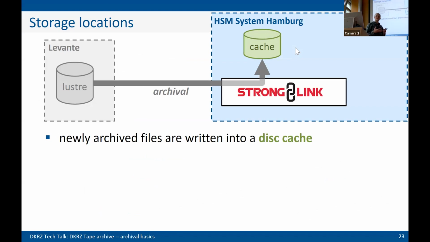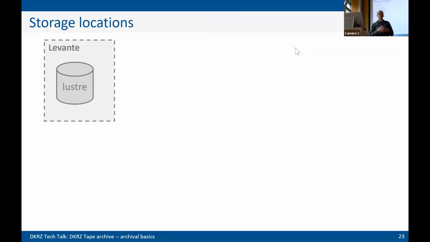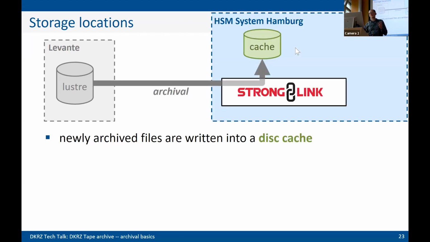So if you archive data, normally your data is somewhere on the Lustre file system accessible via Levante, and then you want to archive data via SRK archive. Then it goes to the so-called storing system, and that's written into the cache. The cache is also disk storage, not a tape yet, but only disk storage, and there it is.